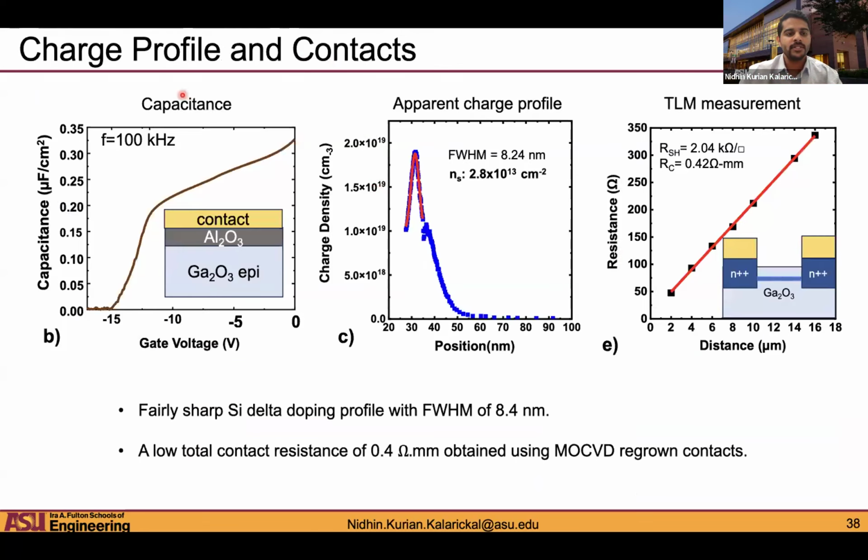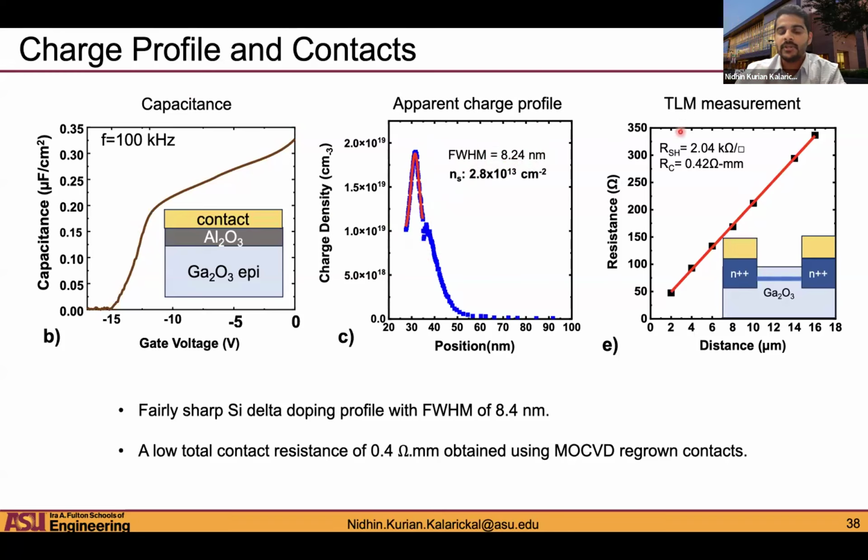Okay, so this is looking at the charge profile here. We were able to extract the effective charge profile from capacitance-voltage measurements. We get a reasonably sharp, approximately Gaussian profile, and the full width at half maximum that we got was around 8 nanometers, which is pretty good. We would like to be much sharper in the future, but this is a good start.